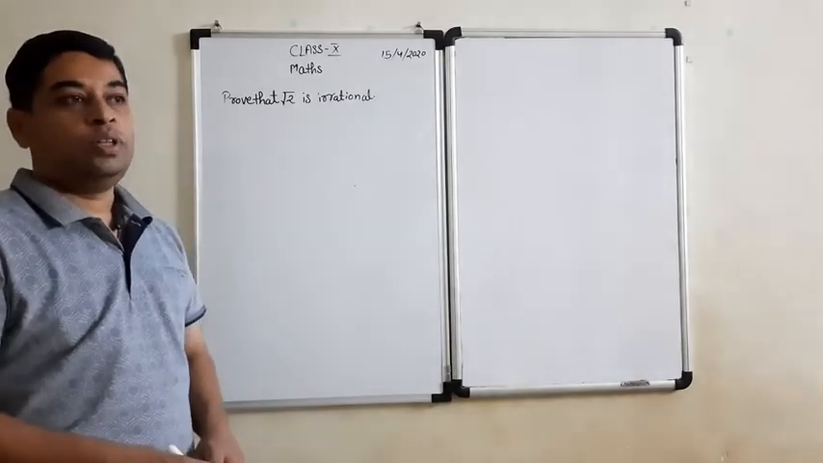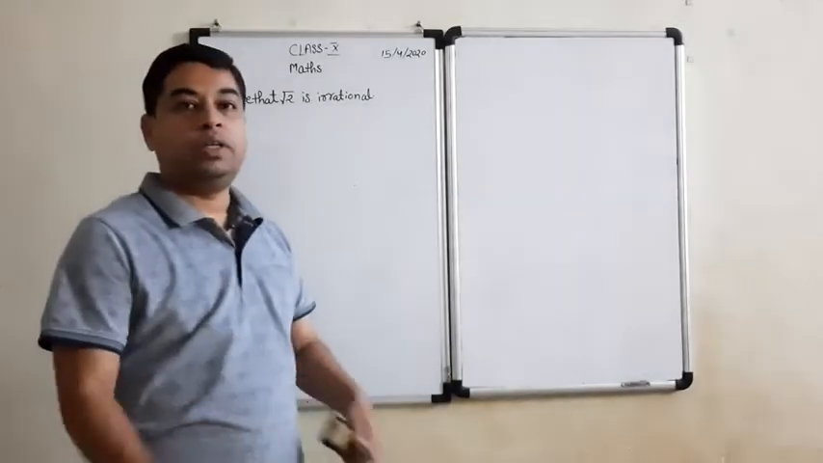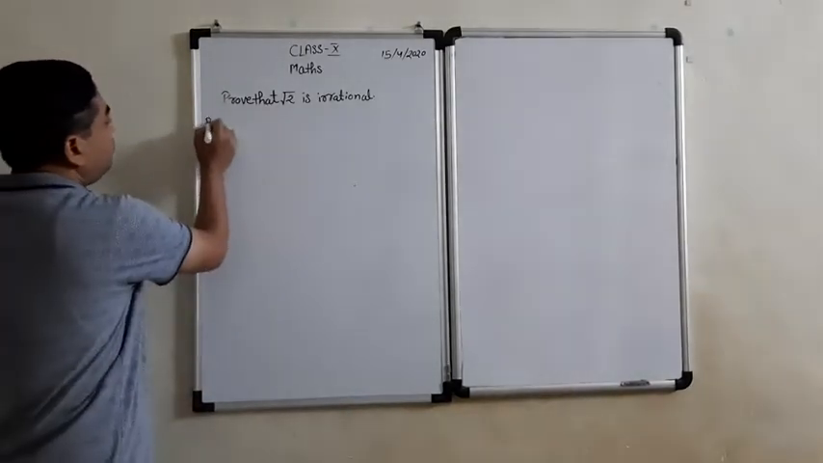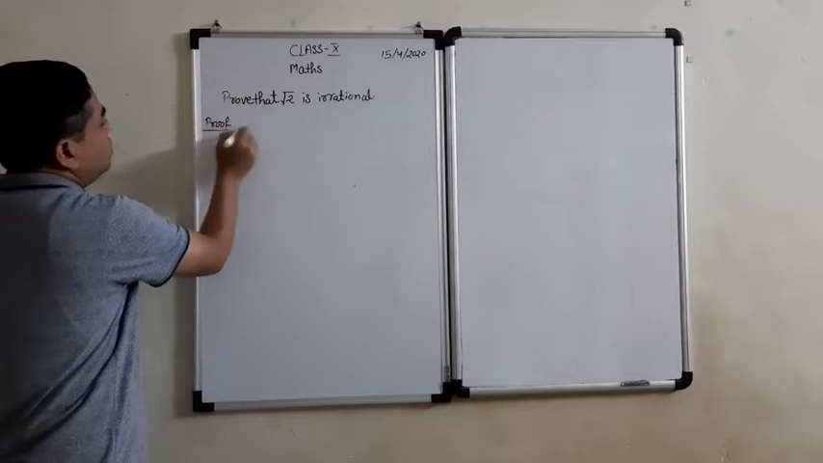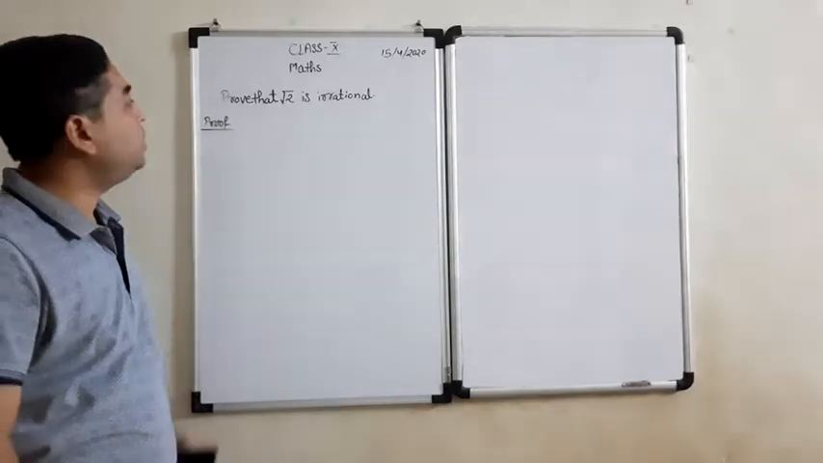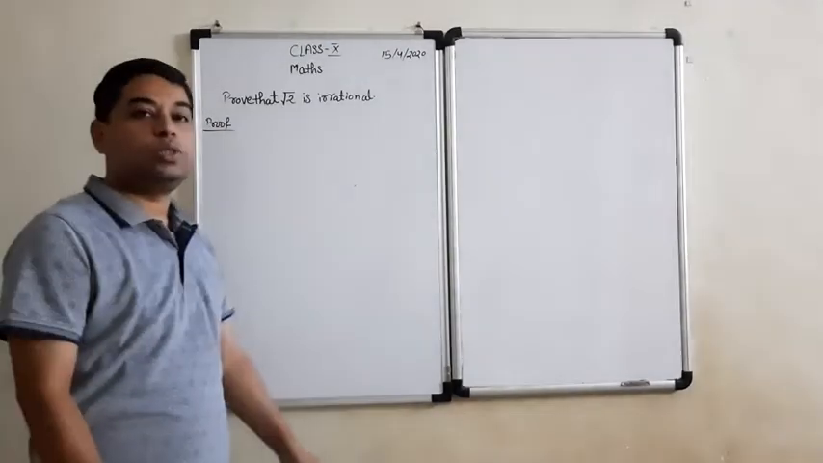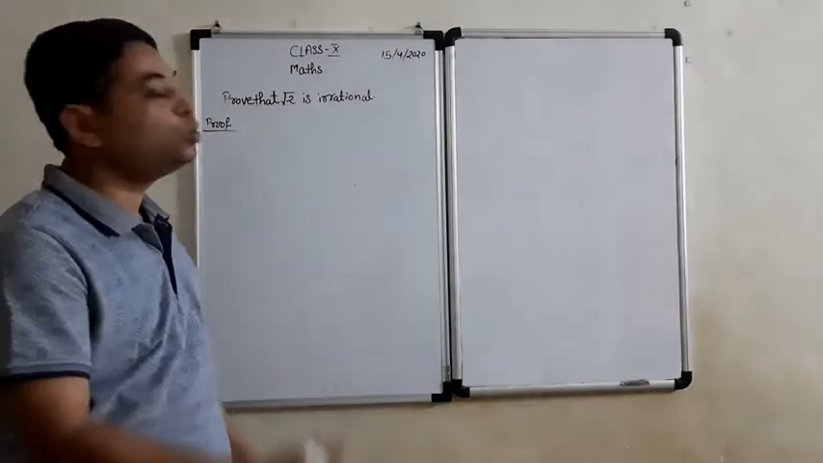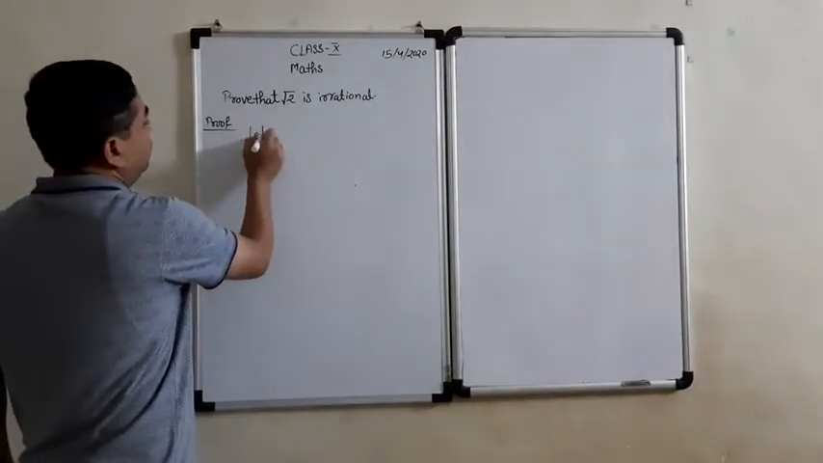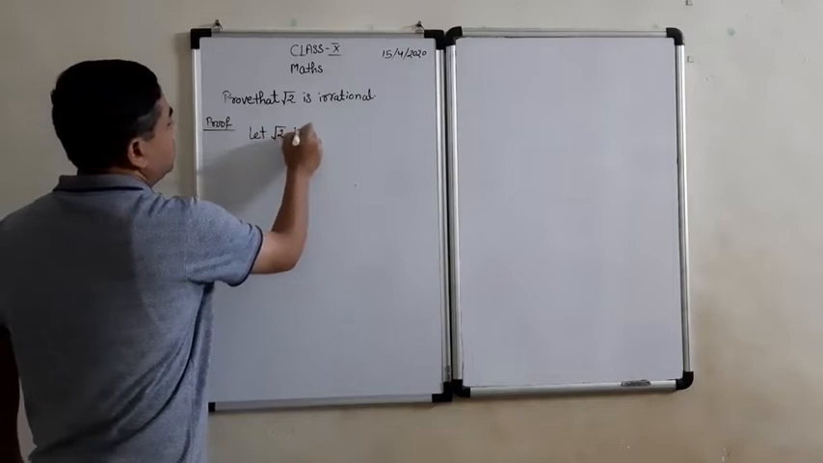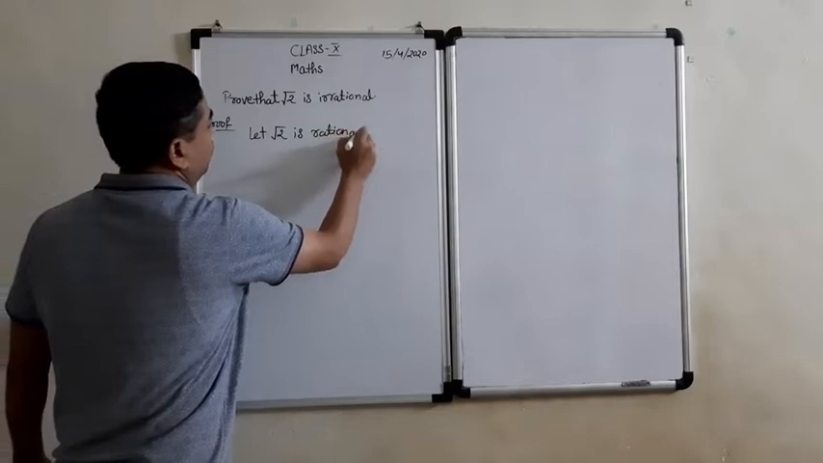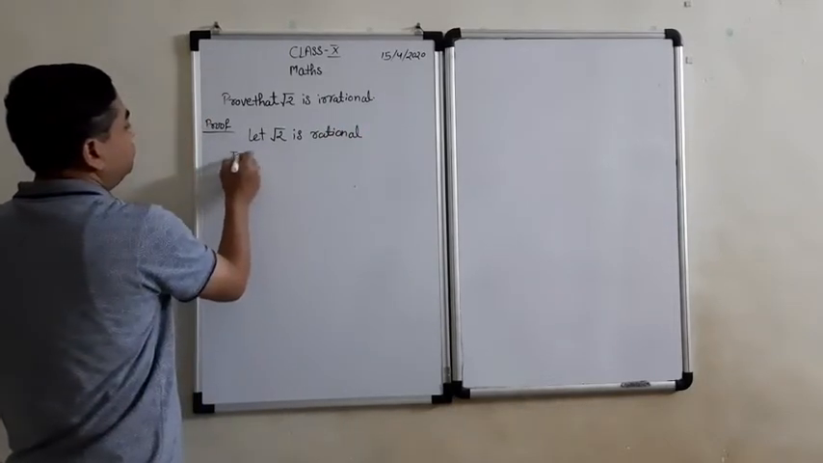We will solve this by the contradiction method. How to start? How to write the proof of an irrational number? This proof we will solve by the contradiction method. Contradiction method means we have to show that root 2 is irrational. So in the beginning, let us suppose root 2 is rational, if possible.